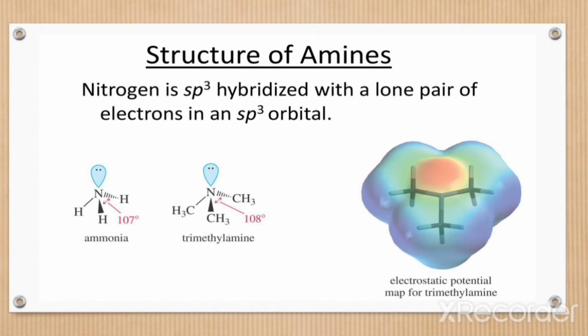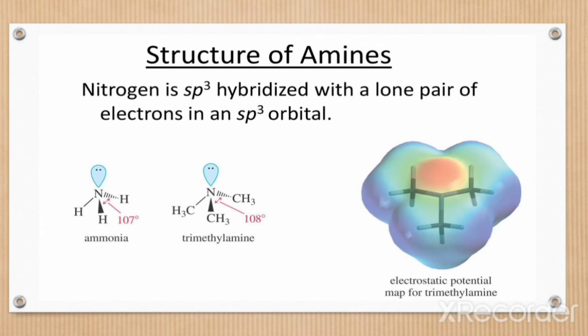So the other topic is the structure of amines. In the structure of amines, the nitrogen is sp3 hybridized with the lone pair of electrons in an sp3 orbital. So nitrogen has three bonds with carbon atoms, and has a lone pair on it, and this lone pair can form hydrogen bonding with other amino groups.